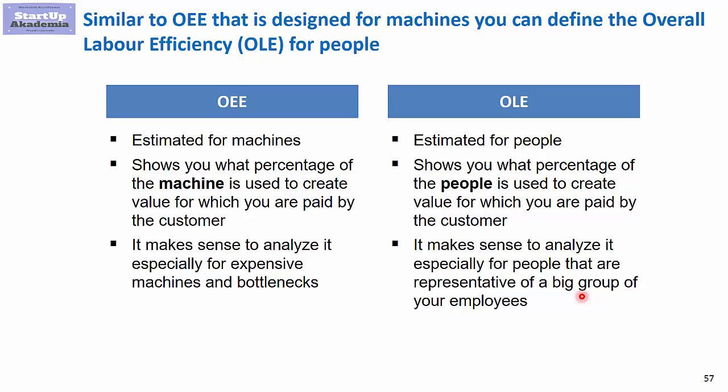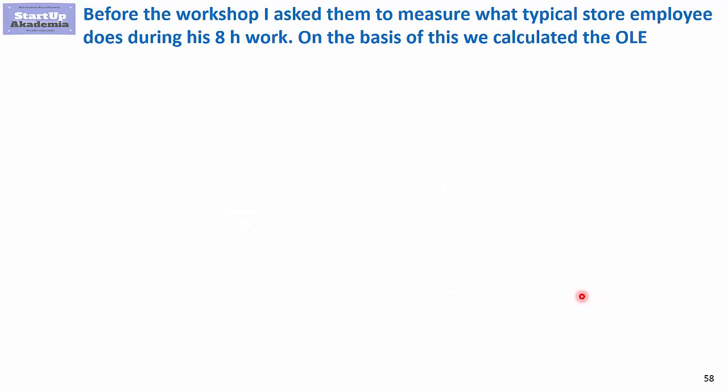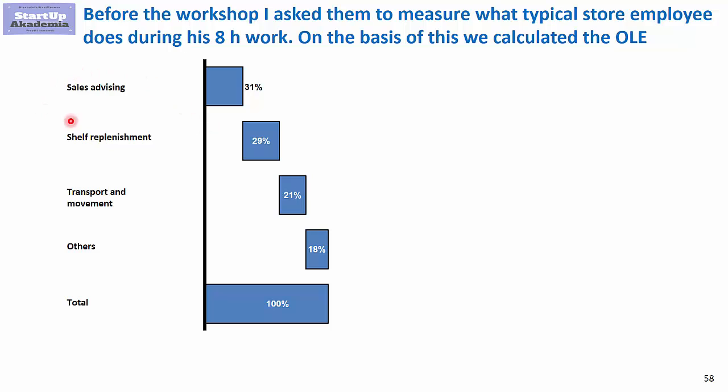In order to show the team during the workshop what the potential is, I asked them to basically see what a typical worker, a sales representative, is doing over the 8 hours of work. So this is what we discovered. Sales advising, 31%, shelf replenishment 29%, then transport and movement 21%, others 18%.